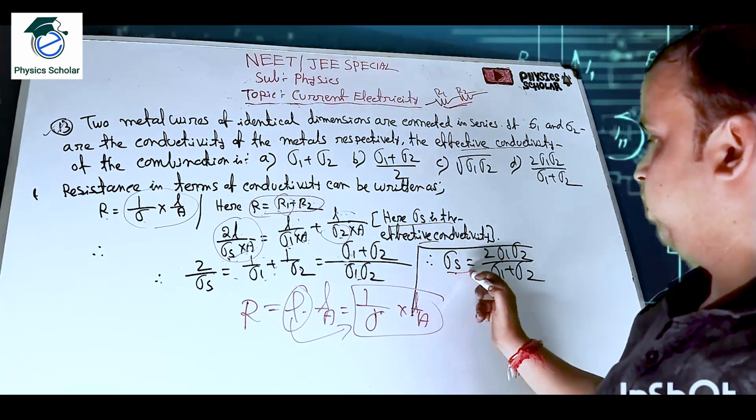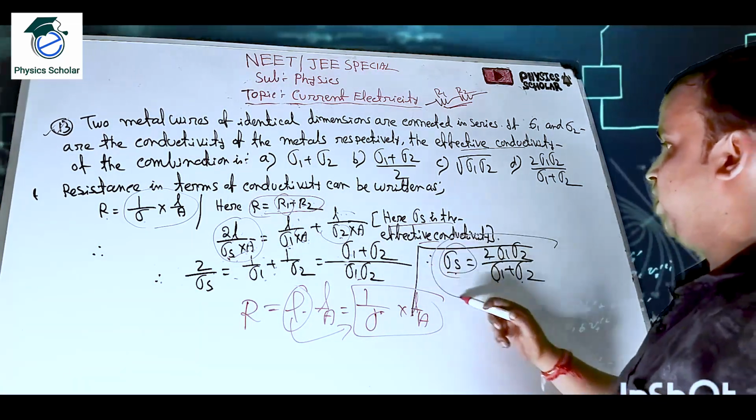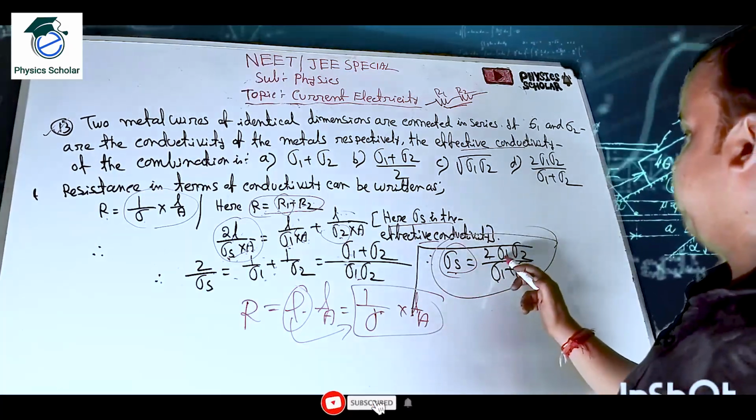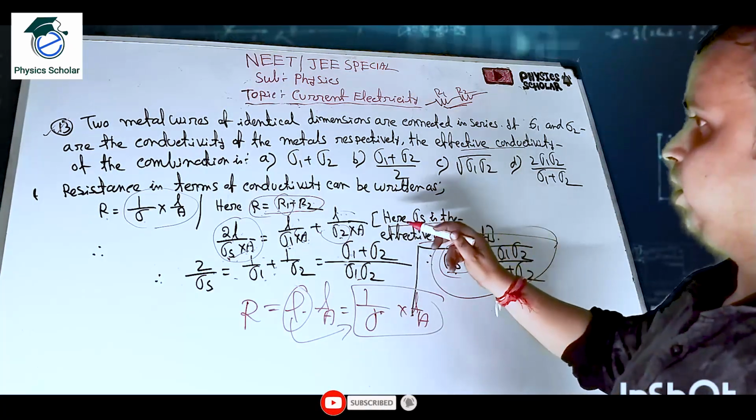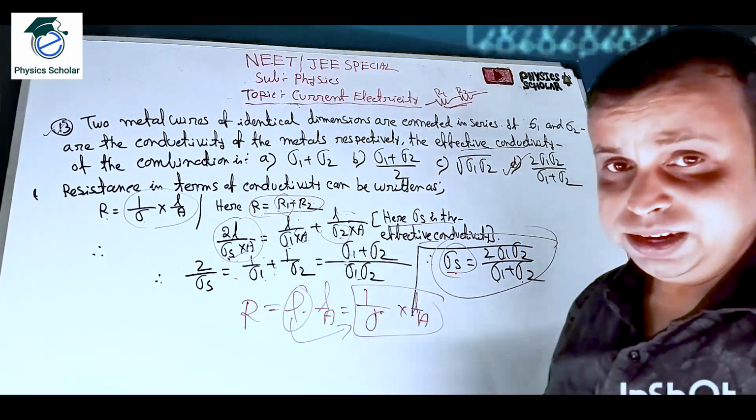So delta is equal to what? 2 delta 1 delta 2 by delta 1 plus delta 2. Clear? So this is which option? Delta 1 delta 2 by delta 1 plus delta 2. Clear? Option number D will be correct.